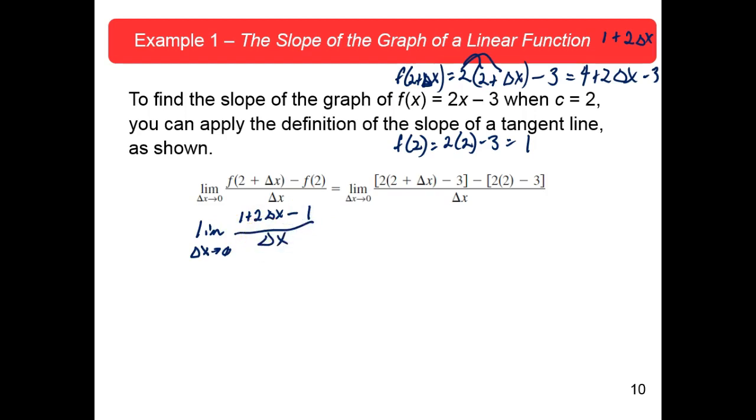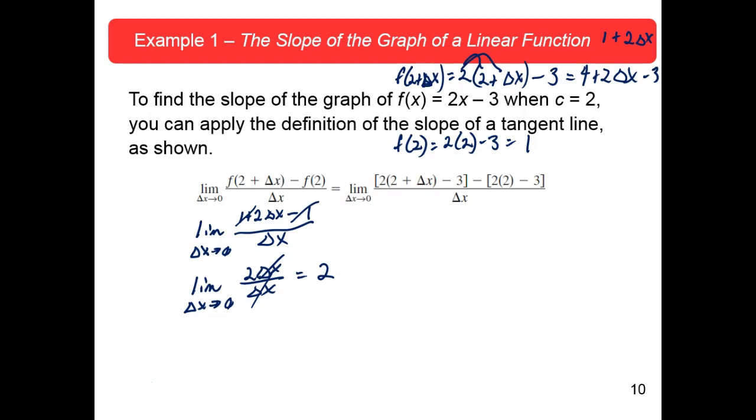Got it? Make sense? Okay. Well, what does that numerator give us? 1 minus 1 is 0. So that'd be the limit as delta x approaches 0 of 2 delta x over delta x. And what happens there? The delta x's go away, because delta x over delta x is 1. That would be 2. Okay?